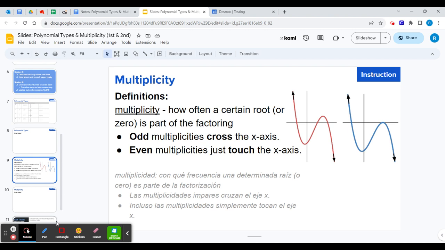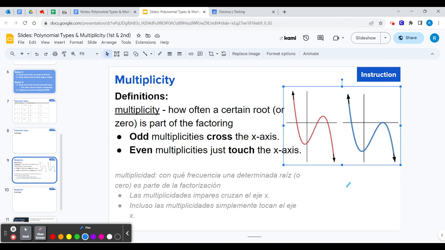So just like we talked about, odd multiplicities cross the x-axis. That's what this red graph looks like. This red graph is an odd multiplicity in all three cases, right? There's three instances, 1, 2, 3. And actually it shows up as odd in our blue graph as well, right over here, but then we have an even multiplicity at this point where the graph kicks back. And they're just going to touch the x-axis.